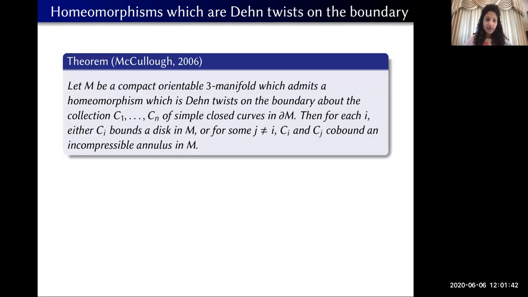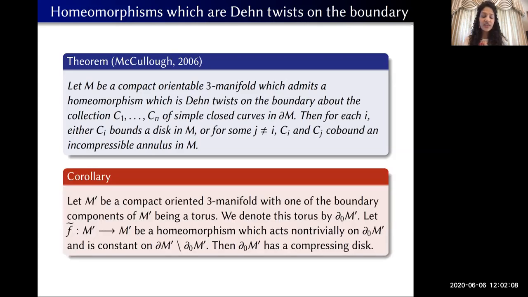So now this brings us to two important theorems by McCullough. The first one is that if M is a compact orientable 3-manifold which admits a Dehn homeomorphism on the boundary about a collection of simple closed curves on the boundary, then each of these simple closed curves bounds a disk in M, or a pair of these simple closed curves co-bounds an incompressible annulus in M.